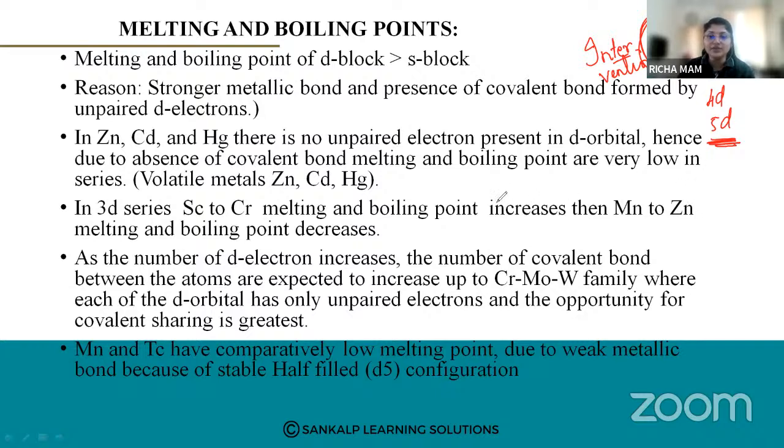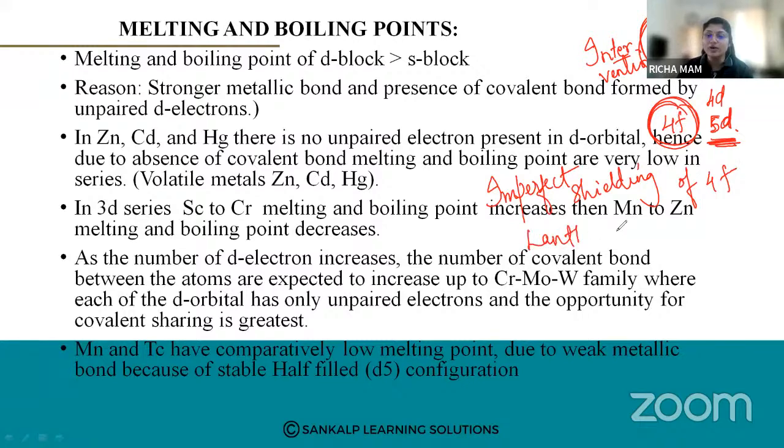So there is something called imperfect shielding of 4f electrons, because before entering the 5D series, the electrons are to be filled in the 4f orbitals. Because of this intervention of 4f orbitals, there is a decrease in atomic radius. Because of the imperfect shielding of 4f electrons by one another, this causes something called lanthanide contraction.